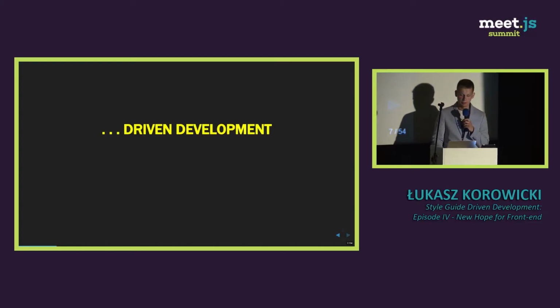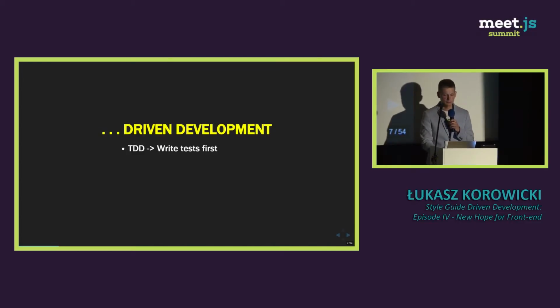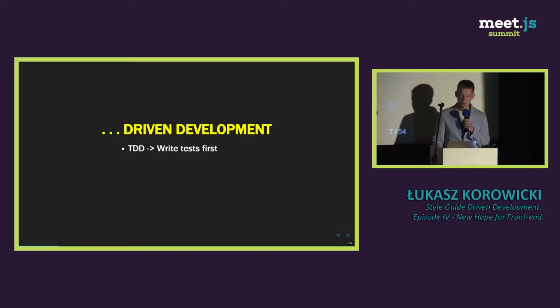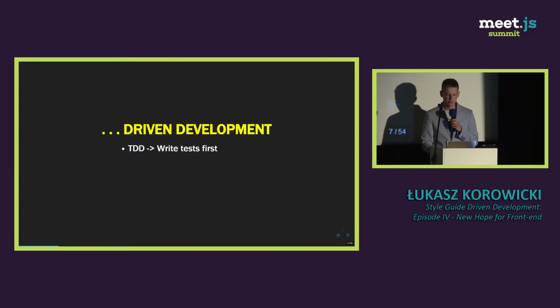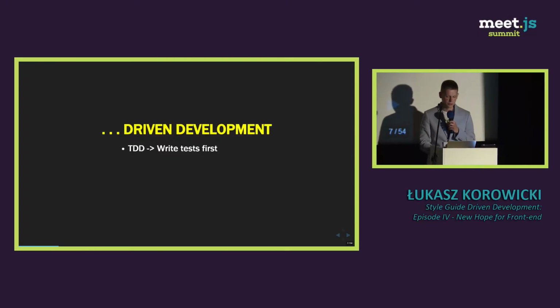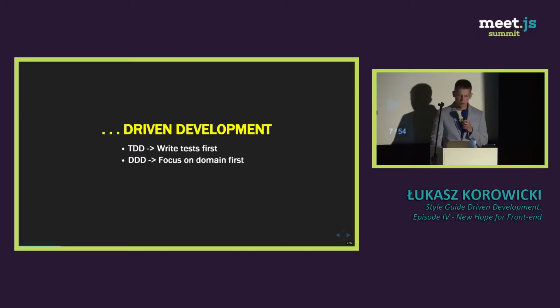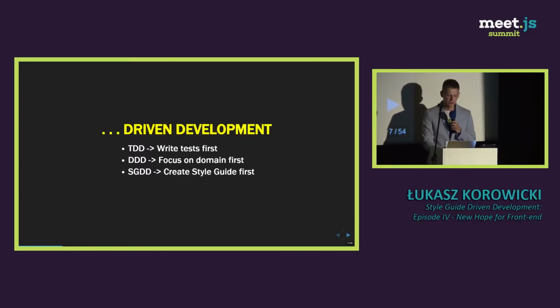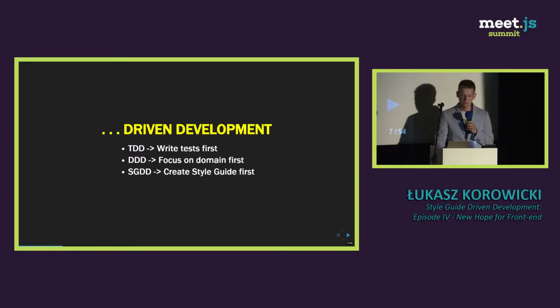And what about driven development? For example, if we have test-driven development, we first write tests, and then we develop our application or our modules according to that specified test. If we have domain-driven development, we focus on the domain. So first we have to know what we are dealing with. And if we have SGDD, of course, we first have to create a style guide.